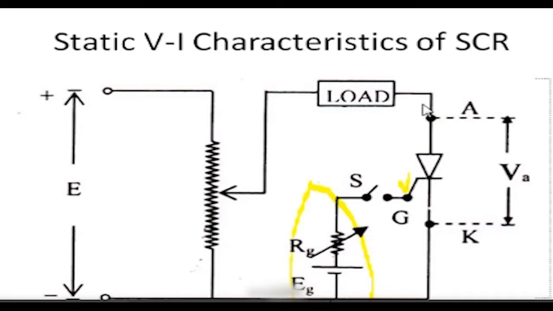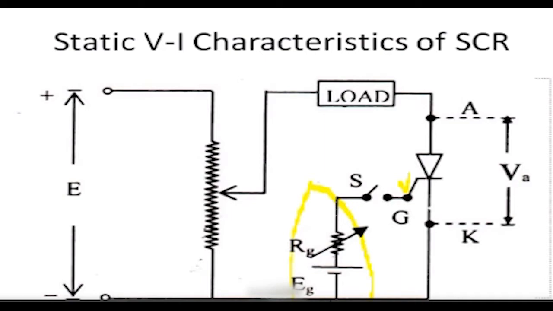Now tell me whether it is forward biased or reverse biased. It is forward biased. Why? If you see, the anode is connected to the positive terminal of the battery and the cathode is connected to the negative terminal of the battery. With this circuit, I am connecting the SCR in forward biased condition.